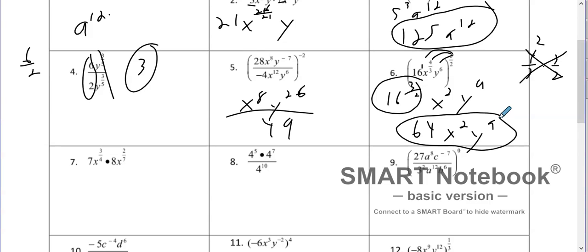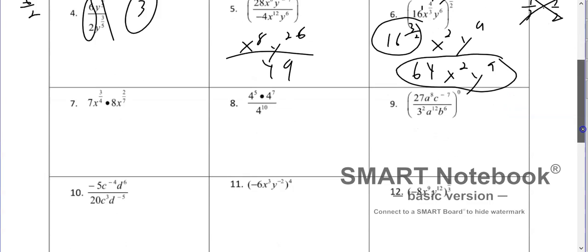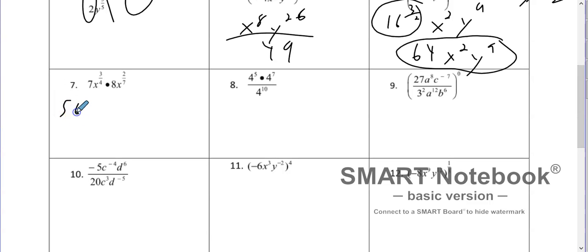Number 7. Remember here, you start off by just worrying about the numbers. 7 times 8 is simply 56. Keep the base, add the exponent. So we need to add 3/4 and 2/7. So I need a common denominator, 28. 4 times 7, 3 times 7. 7 times 4, 2 times 4. Add them up. It's going to be 29/28ths. That's it.